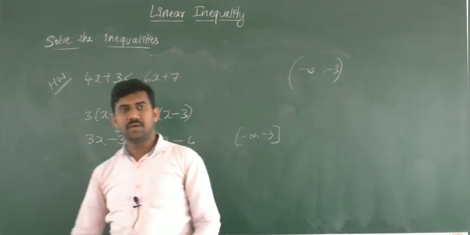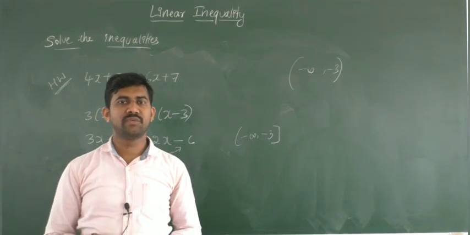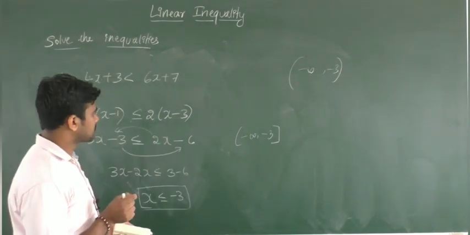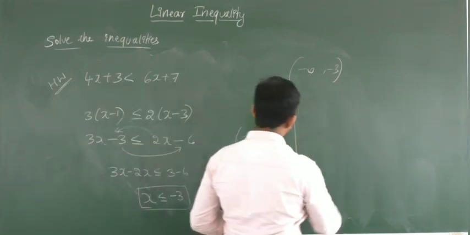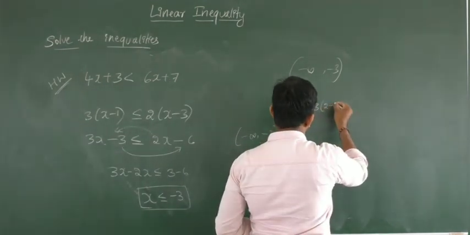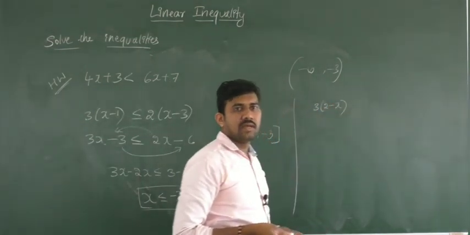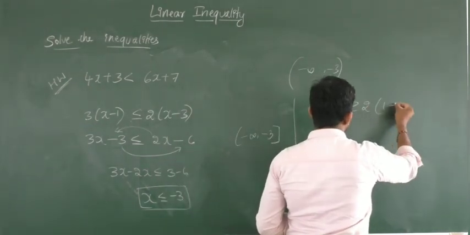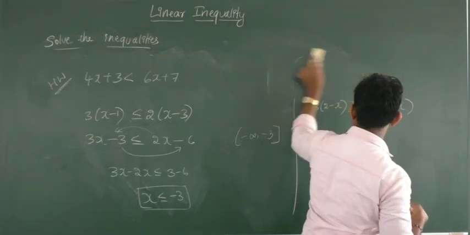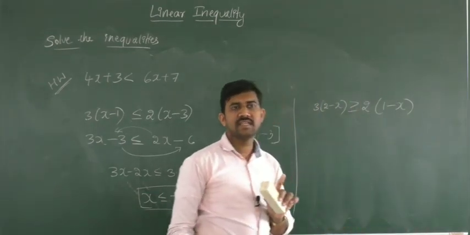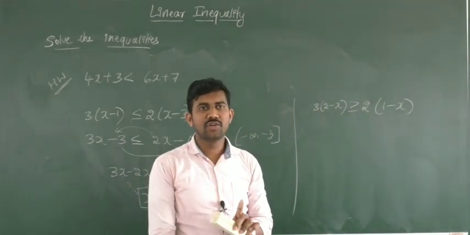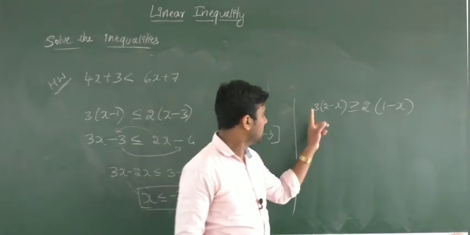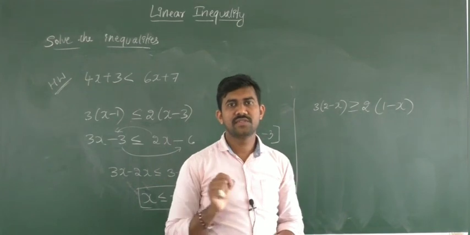Okay. Now same like that, the next question we have is 3 into 2 minus x greater than or equal to 2 into 1 minus x. 3 into 2 minus x greater than or equal to 2 into 1 minus x. Again, you have to solve the question the same way.